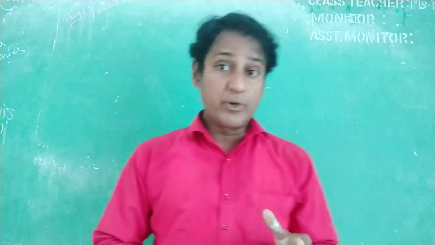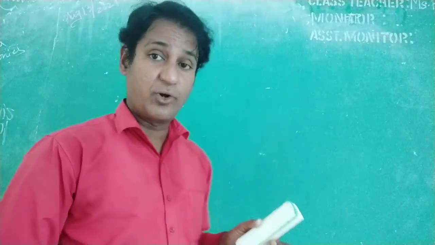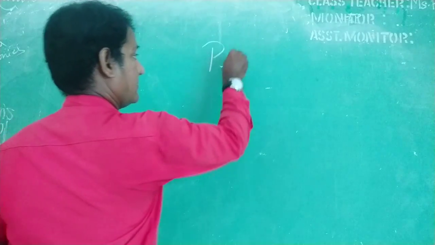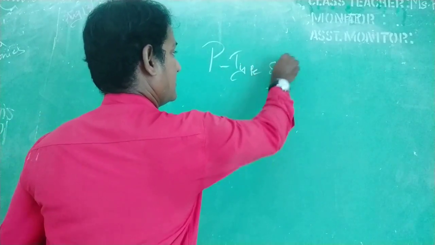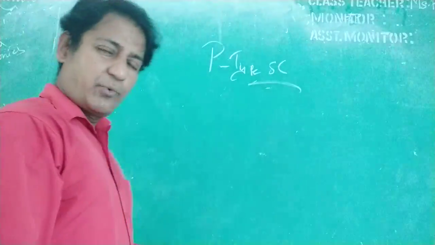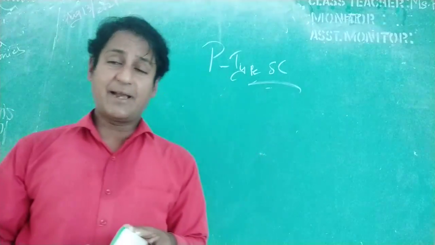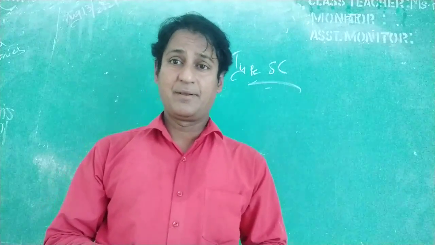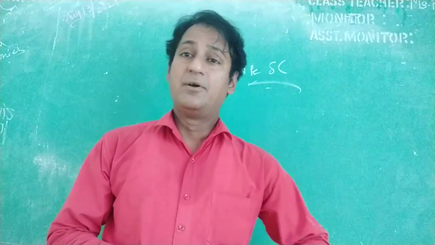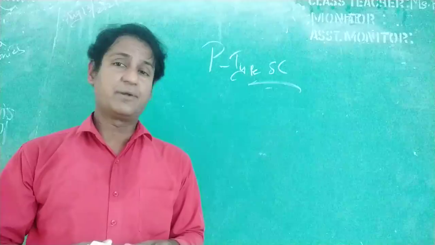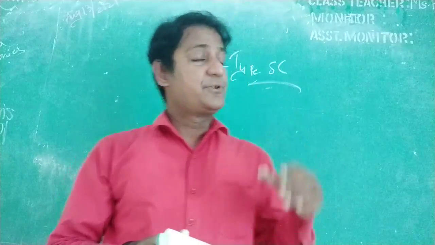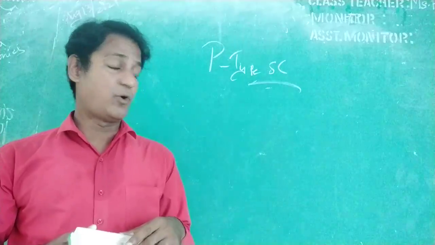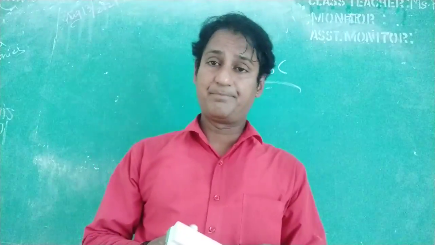Hi students, now we are going to look at P-type semiconductor. So already we have seen about N-type semiconductor. Whenever we add impurity atoms like trivalent atoms, for example boron, indium, gallium, to a pure semiconductor, then we get what we call a P-type semiconductor.